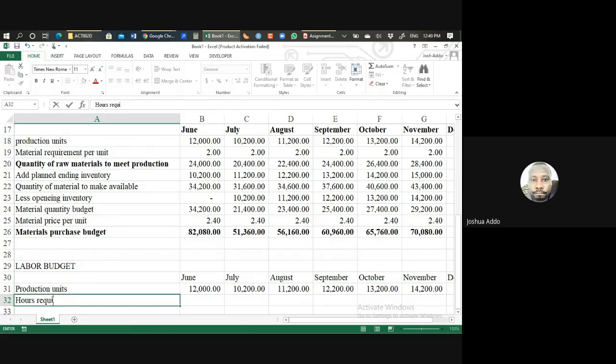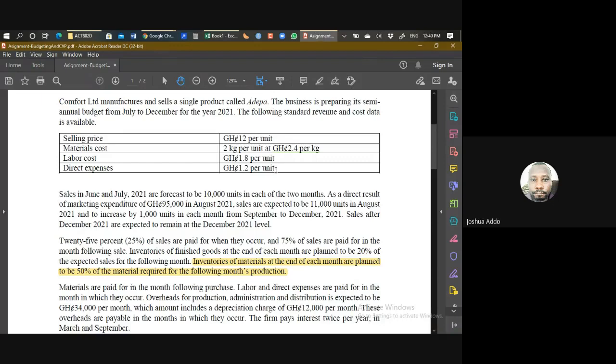Hours required. Well, first of all, let me look at the question. Labor cost per unit. Well, they've simplified it for us. Some questions could have come in this form, just like the way they did for the material cost. They gave you the material quantity per unit of the finished good and the price per unit of the material. So the material cost per unit of the finished good is 2 times 2.4. In that case, we wouldn't have first done total material requirement and multiplied by the price per unit. We would have done it at 2 times 2.4 already. And even if you go to the materials budget, you will see it's there.